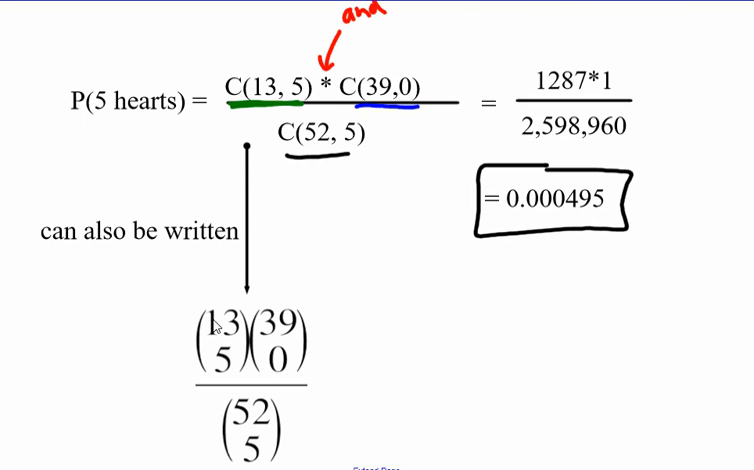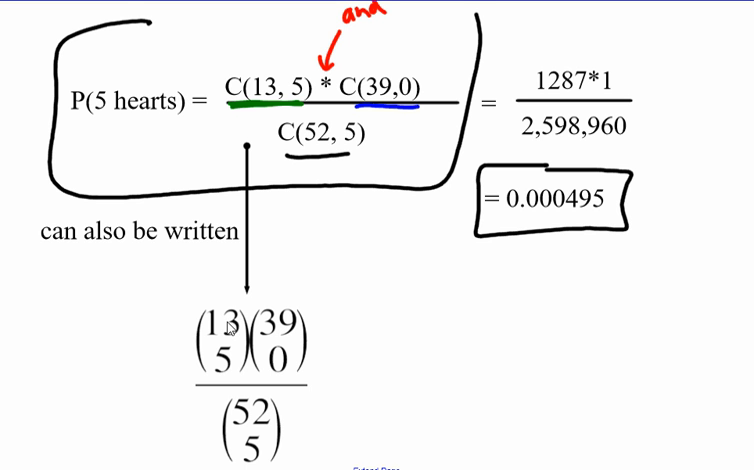You could also write this in the following way. So what we did right here could be written as 13 over 5. It's not a fraction. You do not write a division symbol. It's 13 over 5, and we put parentheses around it. And that means 13 choose 5, and from the 39 hearts, we need to choose 0, divided by, from the 52 cards, we need to choose 5 to be dealt. So this is a shorthand notation of writing what we did up above. Really, it's saying we don't need to write the C's because we know they're combinations. It saves us from writing the C's.